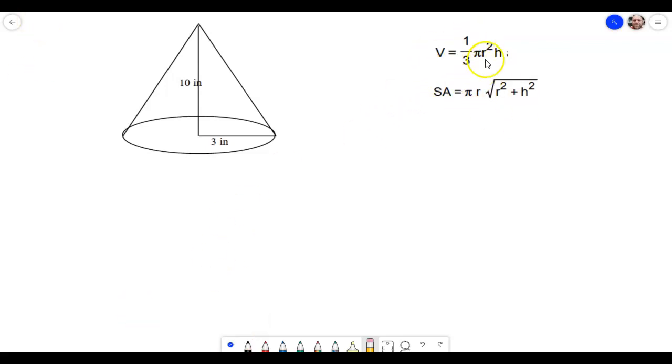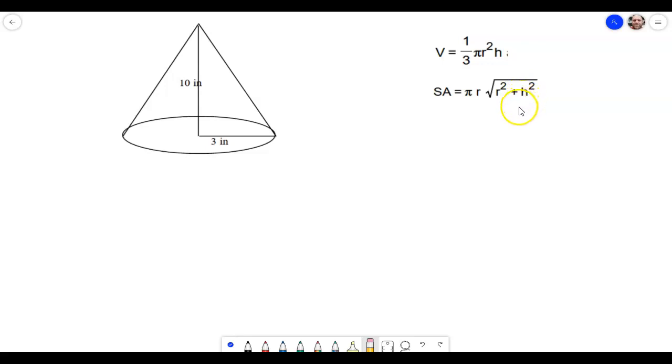Today we're going to look at the volume and the surface area of a cone. So here are the formulas for both of those. The volume is 1/3 times pi times the radius squared times the height. And here is the formula for the surface area. This is pi times the radius times the square root of the radius squared plus the height squared.